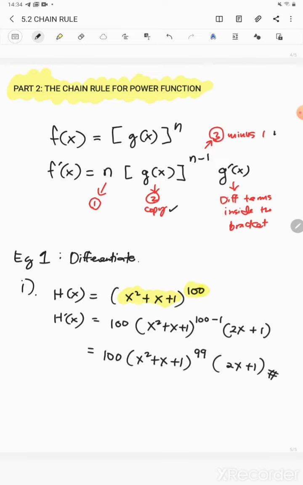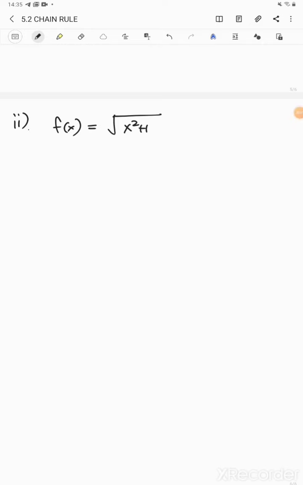This is what we call as chain rule. This is example 2. The question is f(x) equal to square root of x squared plus 1.